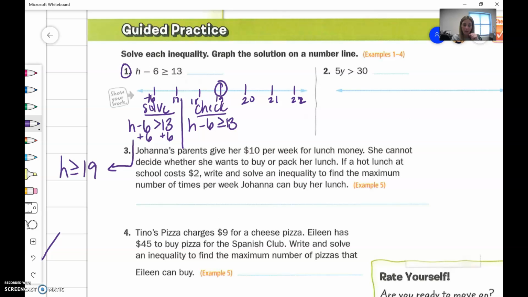Now, is it an open dot or a closed dot? It is a closed dot because it is included in the answer choice. So h is greater than, which means my arrow is going to go this way, okay?